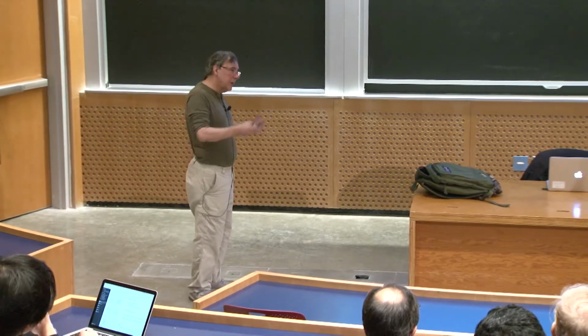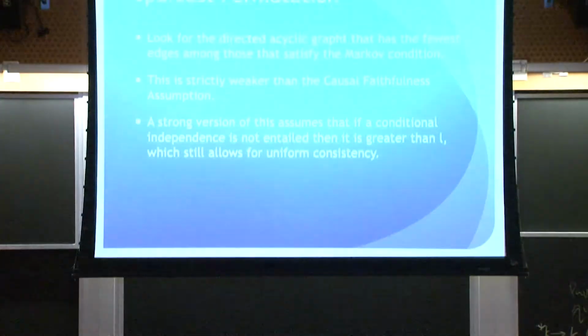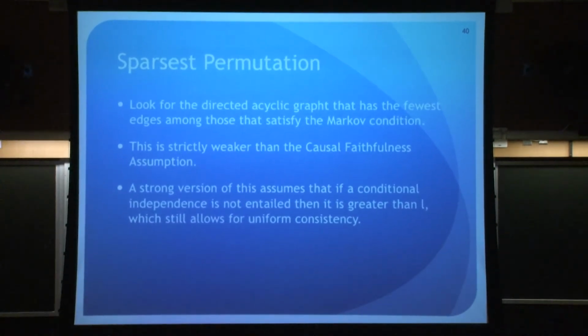And I guess another one I could mention is that Carolyn is working on trying to find the sparsest permutation, which is looking for the ordering of the variables which has the fewest edges but is still Markov to the distribution, and that's definitely weaker than faithfulness as well.